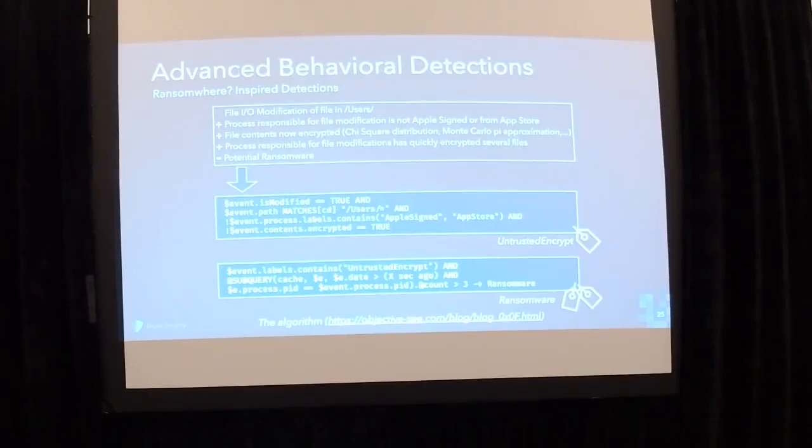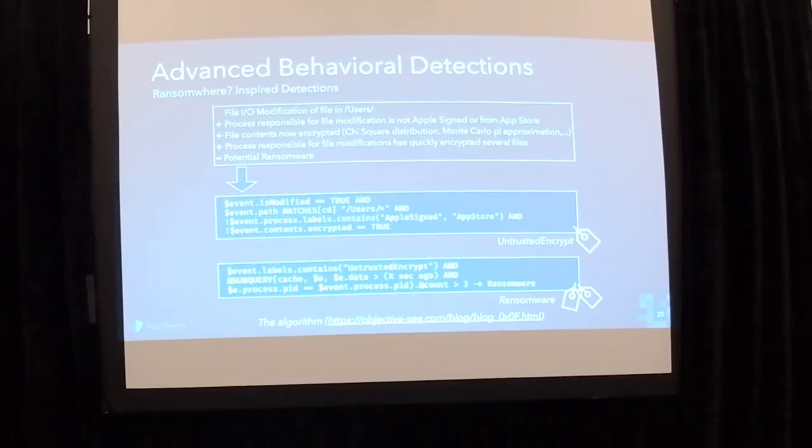Looking at maybe a little bit more of an advanced example here, we'll look at deconstructing ransomware: the ransomware detector algorithm that Patrick put out there on Objective-C. If you want to read more about that analysis and that detection capability, you can do so at his blog linked here at the bottom. But it pretty much boils down to a file IO modification of a file in the user's directory, where the process responsible for the file modification is not Apple signed or from the App Store. The file contents are now encrypted, and he does some mathematical stuff to determine that. And the process responsible for that file modification has quickly encrypted several other files.